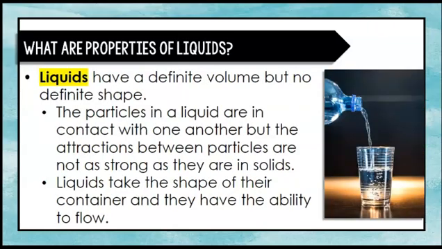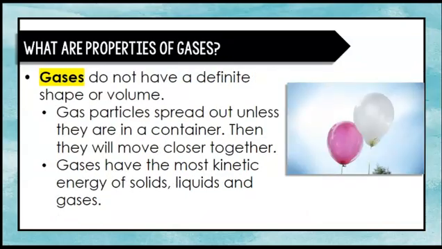Just like solids, liquids also have a definite volume, but they do not have a definite shape. This is because the particles in a liquid are in contact with one another, but the attractions between these particles are not as strong as they are in solids. This allows liquids to flow and take the shape of their container.